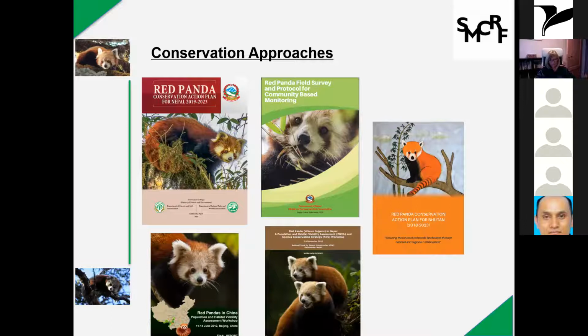Besides that, they have some population biology analysis from Nepal, India, and China. This information is important for us to protect the red panda. And based on these documents, the conservation activities are going on.